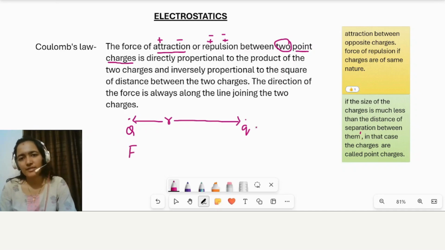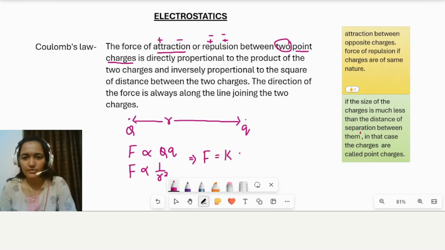Here both the charges are positive in nature. We will go to that part later. First let's write this statement mathematically. F is directly proportional to capital Q multiplied with small q, and it is inversely proportional to the square of distance between the two charges. If we write it properly, F is equal to K, the proportionality constant, times Q q by R square. Here this K has some value.